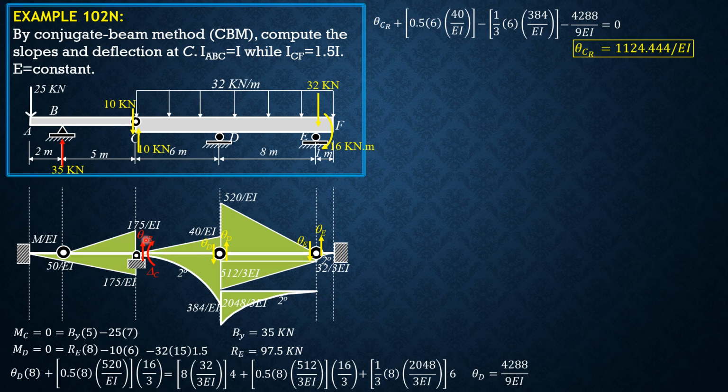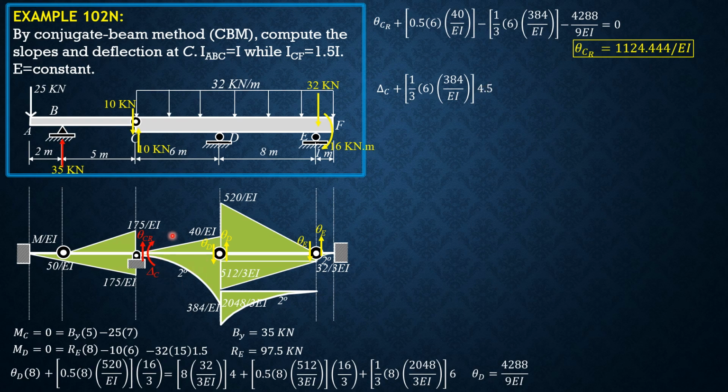Then for delta C, so that theta C right is not involved, we sum up moments about C, right? Clockwise positive, delta C plus the moment of this area, so plus 1/3 of 6 times 384 over EI. This is 6 over 4 or 1.5, so the distance of the centroid from the left is 4.5. 6 minus 6 over 4, 6 over 4 is 1.5, so 6 minus 1.5 is 4.5.